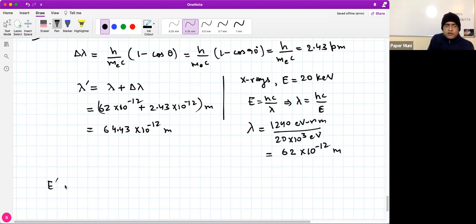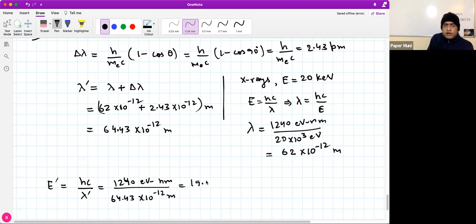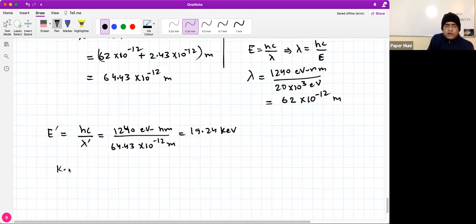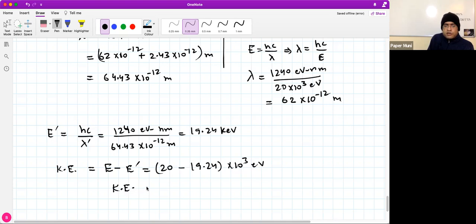Now we can find out the energy of the scattered photon, which is hc by lambda dash, equal to 1240 eV nanometer divided by the wavelength, 64.43 into 10 to the power minus 12 meter. If you do the calculation, you get 19.24 kilo electron volt. Now, what is the energy transferred to the recoil electron? The kinetic energy of the electron is equal to the change in energy of the photon, so E minus E dash, which is 20 minus 19.24 kilo electron volt. So the kinetic energy is 0.76 kilo electron volt. This is the answer to your question.